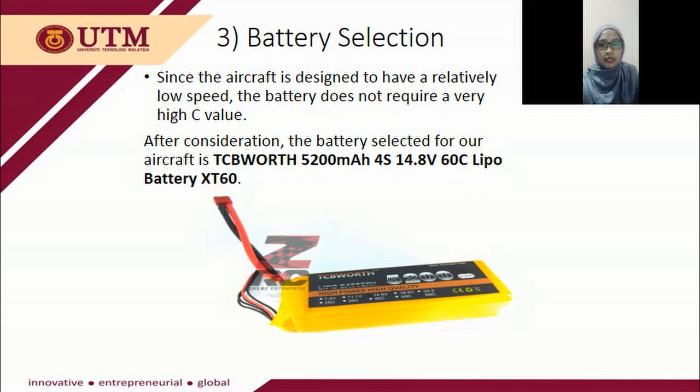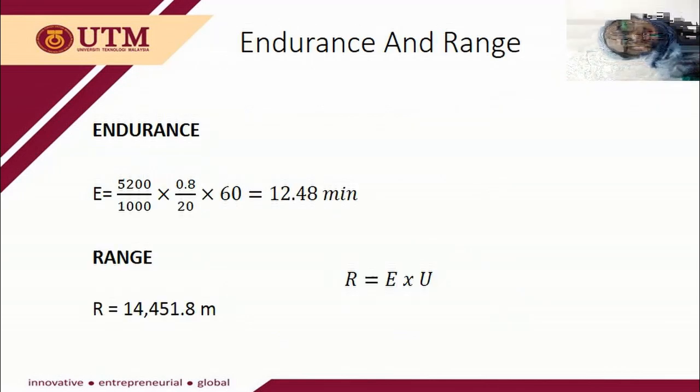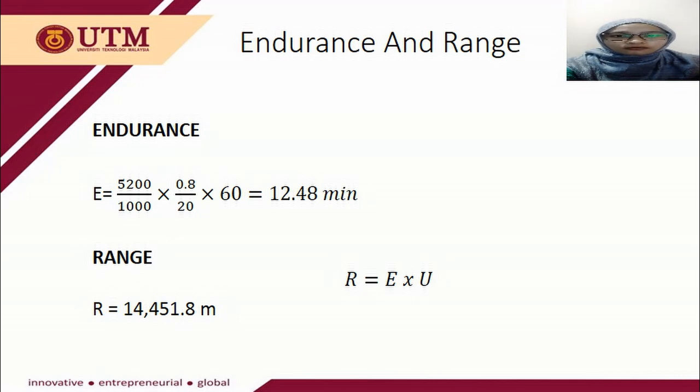After selecting the battery for our aircraft, we calculated the endurance and range for the battery that was selected. The endurance is 12.48 minutes and the range is 14,451.8 meter. By referring to the flight consumption graph shown in the slide, we can obtain the estimated time during flight, including takeoff and landing.